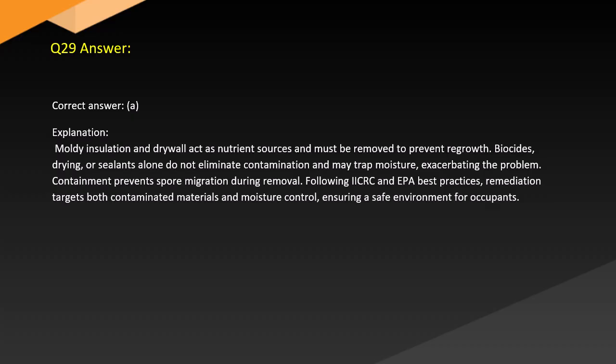Answer. Correct answer: A. Explanation. Moldy insulation and drywall act as nutrient sources and must be removed to prevent regrowth. Biocides, drying, or sealants alone do not eliminate contamination and may trap moisture, exacerbating the problem. Containment prevents spore migration during removal. Following HRConquer best practices, remediation targets both contaminated materials and moisture control, ensuring a safe environment for occupants.